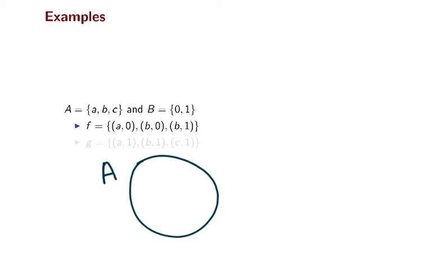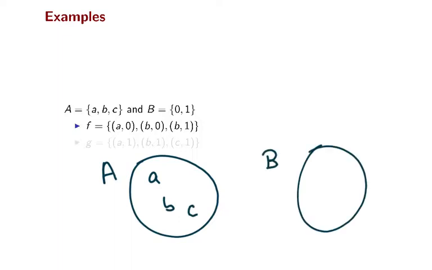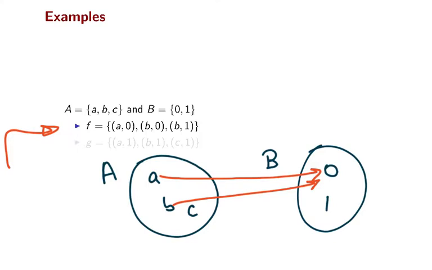Let's check these particular functions. In this case, the set A contains the letters A, B, C, and the set B contains the numbers 0 and 1. And in this first example, this relation says that A relates to 0, and B relates to 0, and B relates to 1, which automatically makes this relation not be a function. This cannot be a function because this is exactly what is forbidden in the second condition of functions.